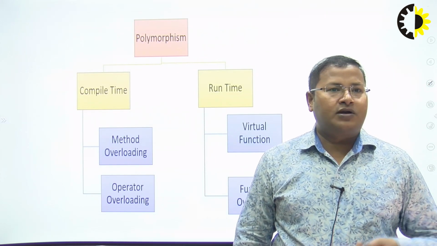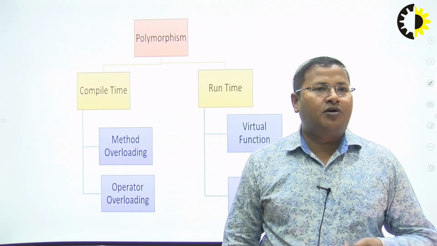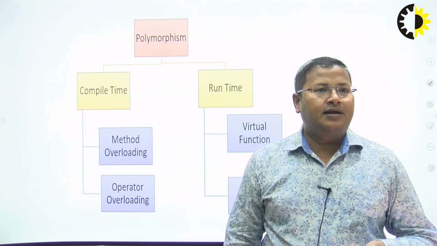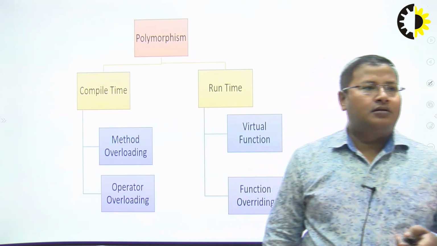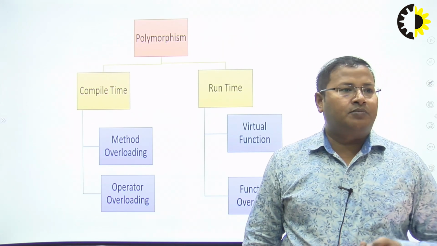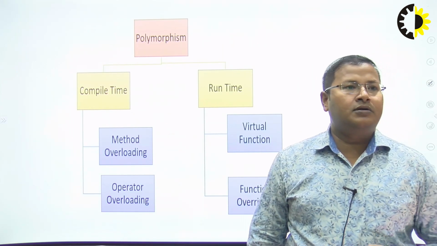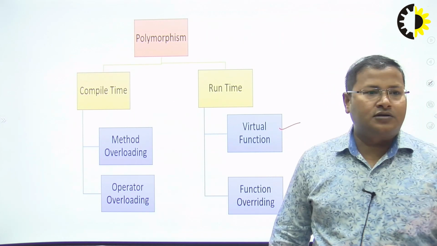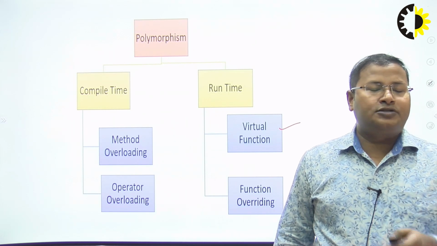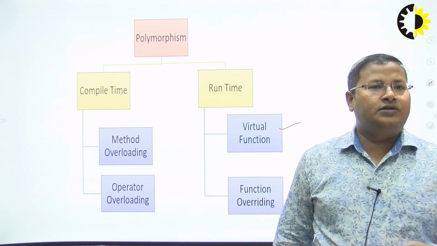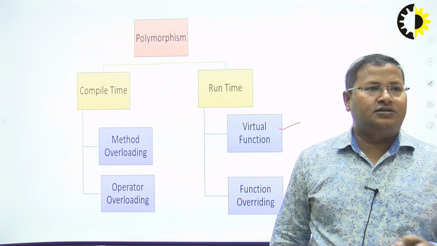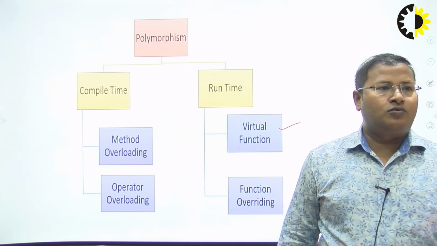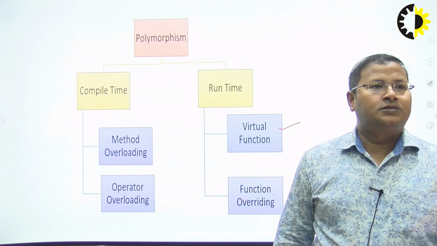So what did you learn today? Types of polymorphism, compile time and runtime. Compile time is of two types, method overloading and operator overloading, and runtime is also of two types, virtual function and function overriding. I explained all these things with suitable example programs in this lecture. So I have concluded my lecture today.